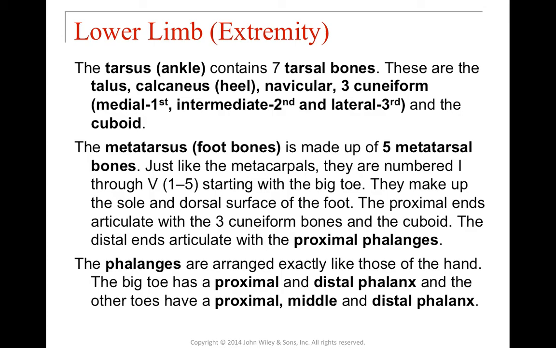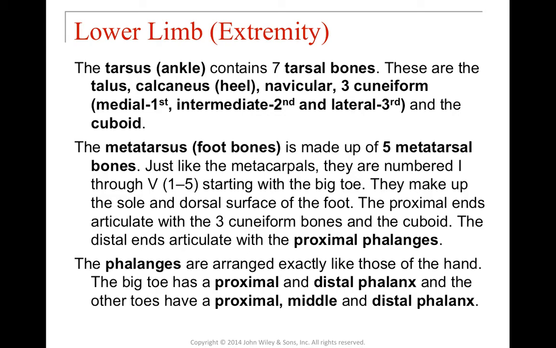bones, and phalanges. So there's 5 metatarsal bones, just like the metacarpals, numbered 1 through 5, starting with the big toe. So just like we start with our thumb for 1, and then with our pinky, we're going to start with our big toe as 1, and our littlest toe as 5. And they're going to comprise the sole and dorsal surface of the foot. And the proximal end of the metatarsals are going to interact with or articulate with the cuneiform bones and the cuboid.